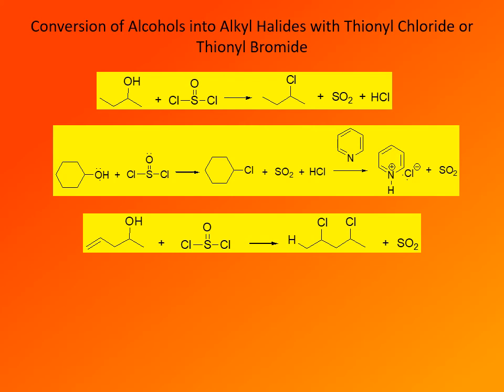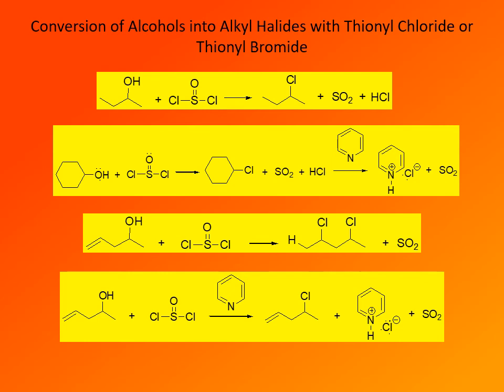Now in this case we have a little bit different molecule. We have 4-penten-2-ol. So reaction with thionyl chloride actually results in formation of dichloride, and that's because hydrogen chloride adds across the double bond following Markovnikov rule, and we end up with formation of dichloride. So hydrogen and chlorine from hydrogen chloride are shown in the product for emphasis.